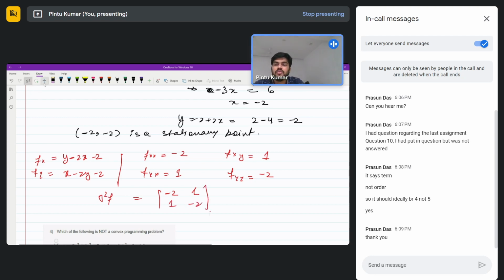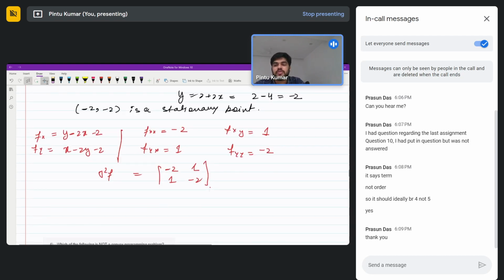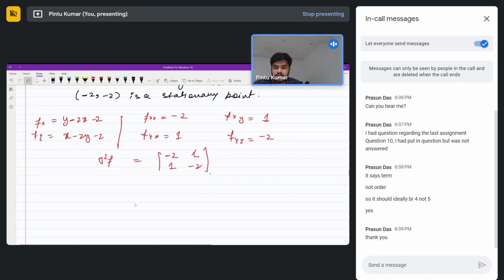Okay, so now we have to check for positive semi-definite or negative semi-definite. So what is the first order minor? First order principal minors. If you hide the second column and second row, you will get minus 2. Second, if you hide the first column and first row, you will get again minus 2. So both of them are strictly less than 0. Okay, and what is the second order principal minor?